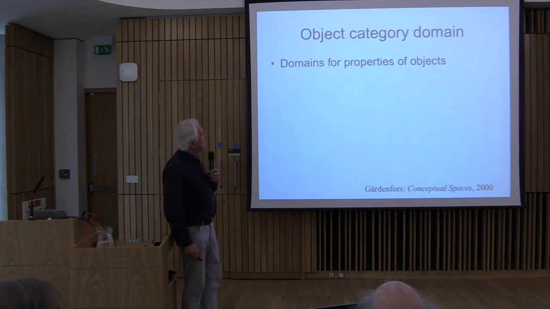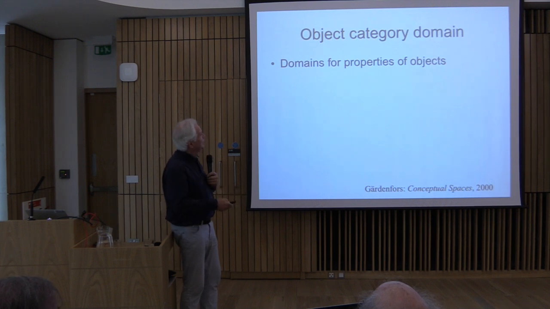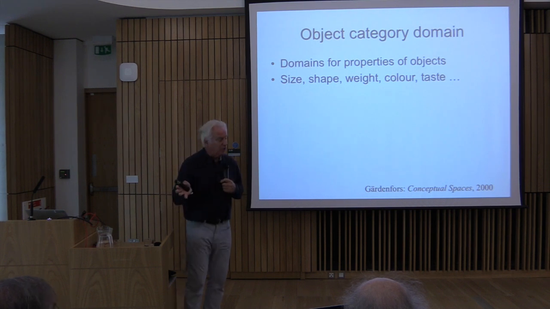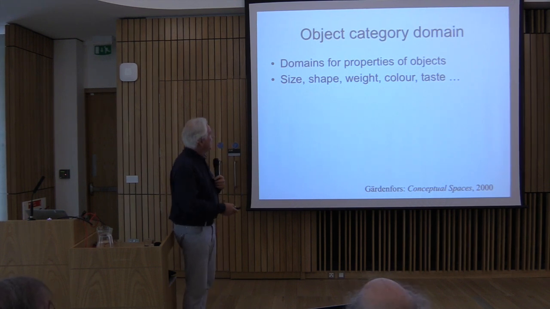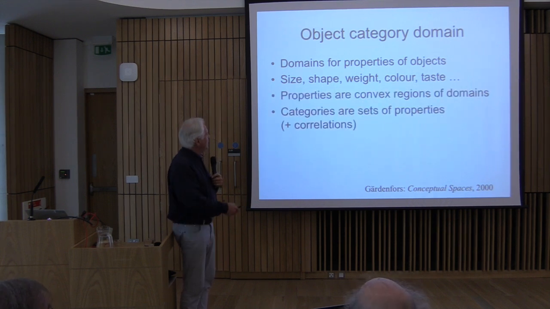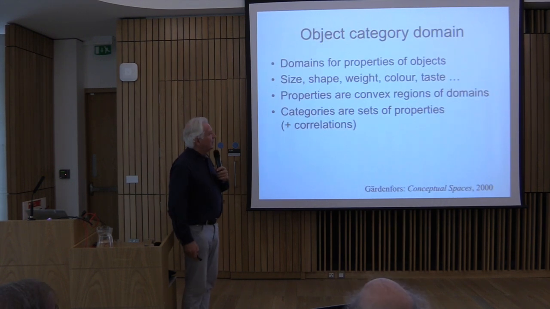Object category domain. I talked about the distinction between properties and concepts. And object categories have different properties. I mean, now, let's start with physical objects. I mean, we can talk about abstract objects later, but in general, physical objects have size, shape, weight, color, taste, temperature, and so on. And I define them as convex regions or domains. Categories is what I call, well, it's a special case of what I call a concept, sets of properties plus correlations. So that's, I will get back to the object category domain when I talk about nouns.